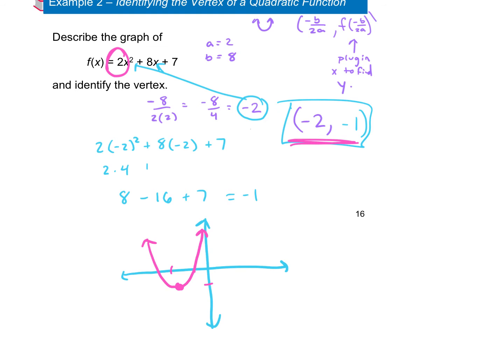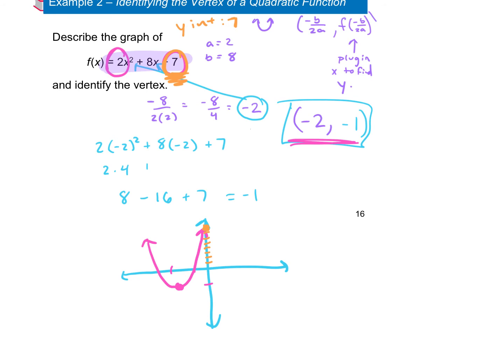Another characteristic that we can see about our graph when it is in standard form like this is that this value, our C value, is our y-intercept. So we cross the y-axis at 7. That's just another piece of information that we can tell when it's given to us in standard form like this. The C value is our y-intercept.